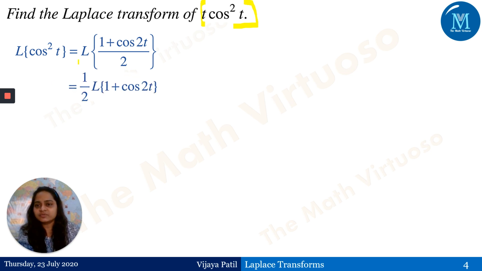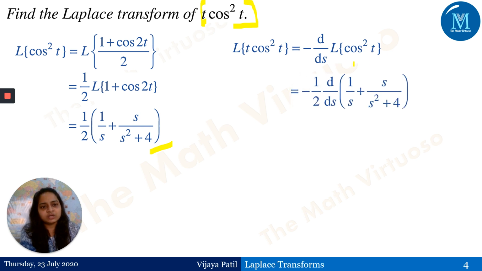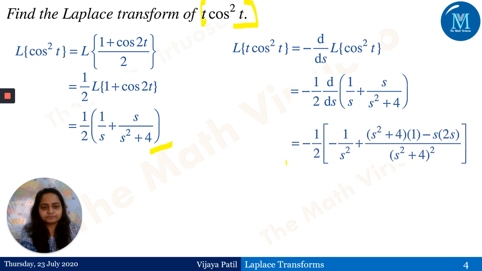So cos square t we are writing as (1 plus cos of 2t) by 2, and then by linearity half is coming out. Then we have to find the Laplace of this 1 plus cos of 2t, and this is what we have got as our phi of s, or you can say f of s, or f bar of s. F is small over here. So now we are applying this t over here. So t into cos square of t is minus d upon ds of Laplace of cos square of t. We have the Laplace of cos square of t from the previous step, and then we apply d upon ds to it.